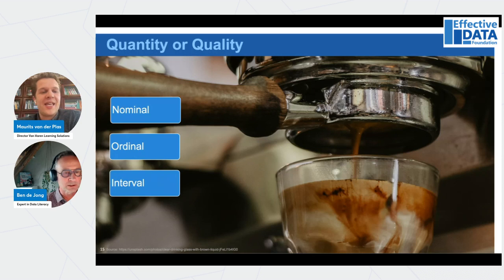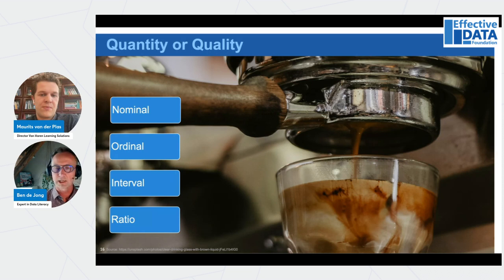And then the third thing is the interval. You saw somebody said the temperature of the coffee. Well, this is an interval. So a coffee should be 80 degrees. And the difference between 80 and 85 is 5 degrees. But it's not the same as 0 to 5, because you feel something different. So the difference is 5 degrees, and you can calculate with it, but it doesn't say something about the feeling of it.